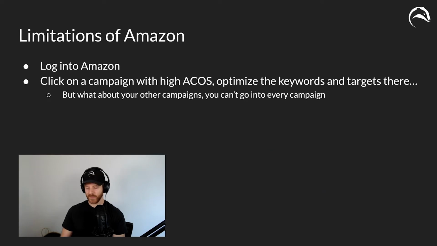One of the limitations of Amazon's workflow that I see a lot that people are trying to do and then struggling with optimizing their entire account is often they will log into Amazon, sort it by spend, sort it by ACOS, find a high ACOS campaign, click into it, optimize the keywords and targets there. And you know that takes several minutes to do. And then they might go back to the main screen and open up another campaign and repeat the process, but they might have hundreds of campaigns and there's no way they can go inside campaign by campaign, or even with dozens of campaigns, you might not want to go campaign by campaign in order to make these changes. Often, a lot of things fly under the radar when people optimize like this.